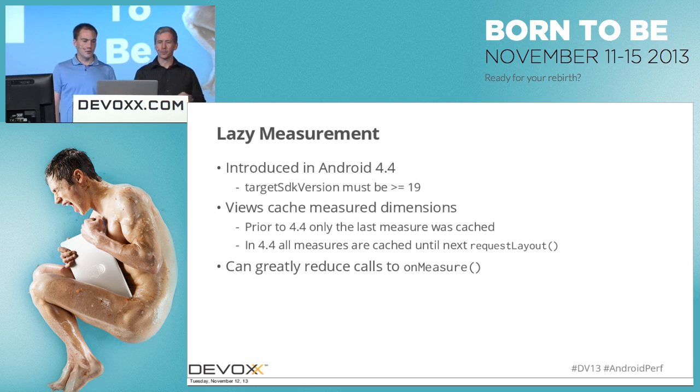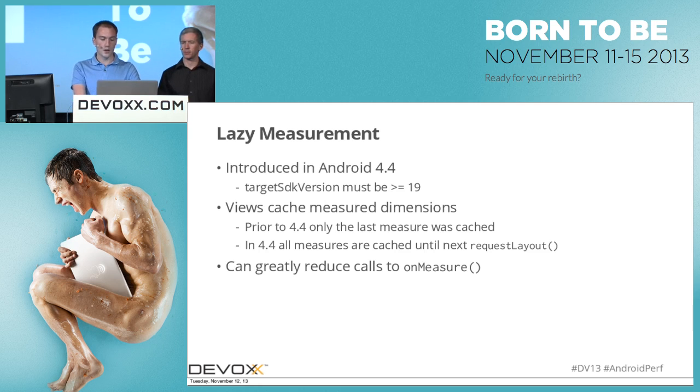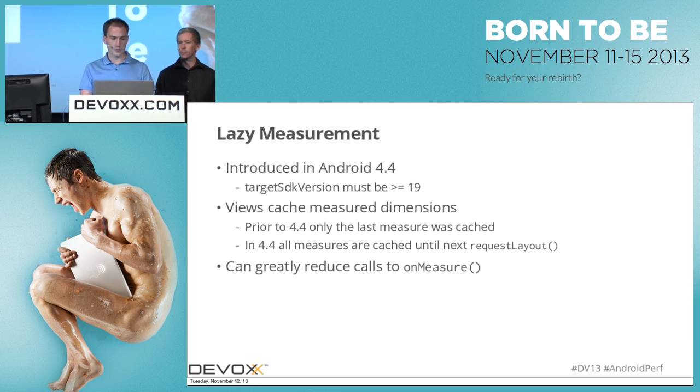The idea of lazy measurement is that we're going to cache measure dimensions for all your views to avoid doing extra work when a view in your UI is requesting a layout. We're going to keep that cache per view until the next time that view calls request layout, at which point we're going to clear the cache. The idea is to greatly reduce the number of calls to onMeasure, and I'm going to show you an example of that in a few minutes. But first, let me explain what the problem was.